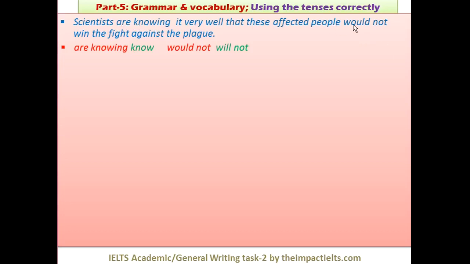Secondly, we don't use "would not" this way. It is again used by candidates many times. Rather than using the future, they simply use "would not", which is not acceptable. So be careful. These affected people, now this is not an imaginary scene that you're describing here, "would not". These affected people will not win the fight against the plague, right? Second one: inhuman act like beating the animals led to their exploitation, right? Inhuman act, no, this is beating the animals and "led", they're talking about the past.